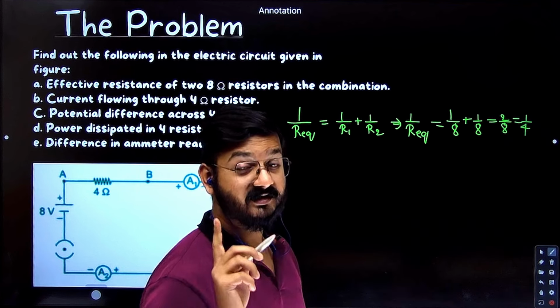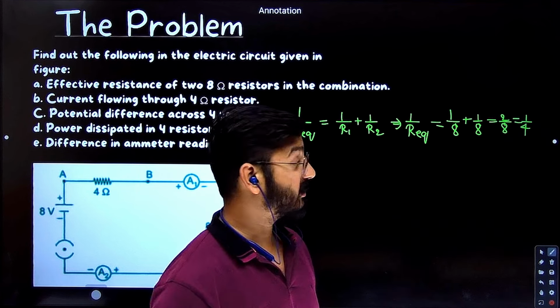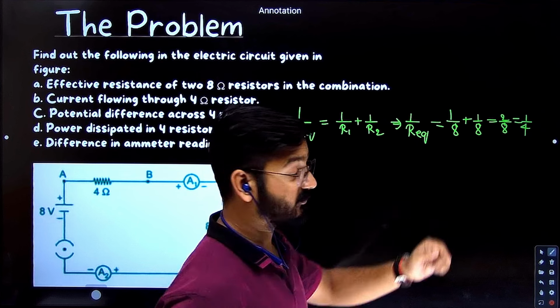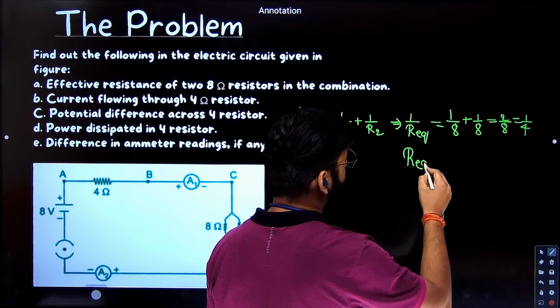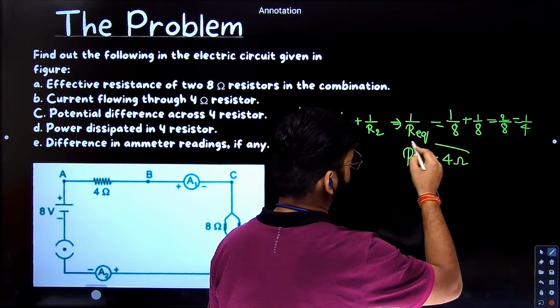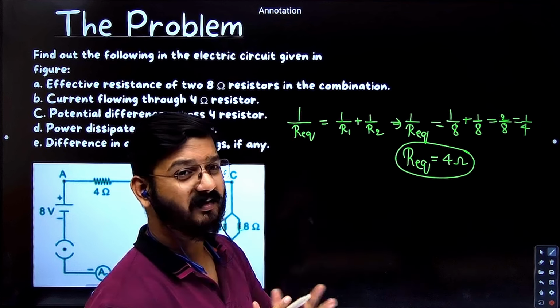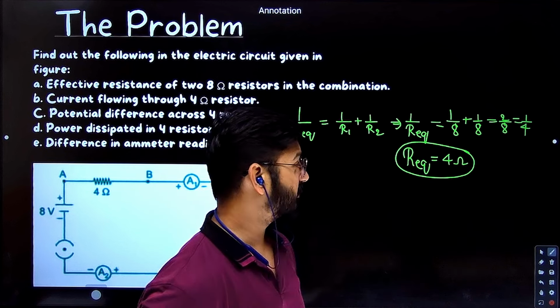Don't forget to take the reciprocal in the end. R equivalent is not 1 by 4. 1 by R equivalent is 1 by 4. So R equivalent will be how much, students? 4 ohms. So this is a very silly mistake which happens when you have less time left in the exam. We do this mistake. So be careful.